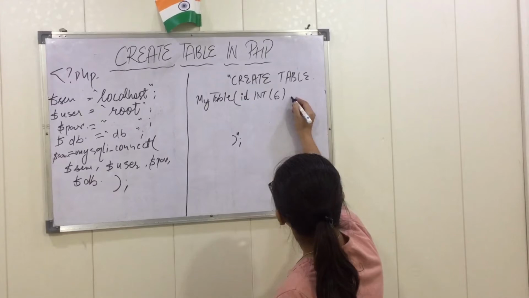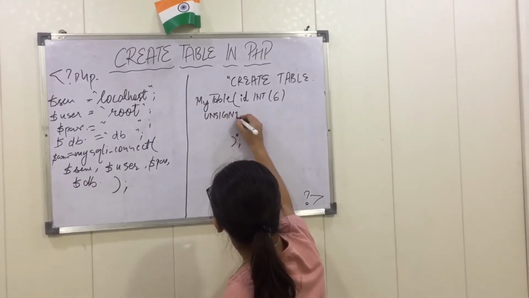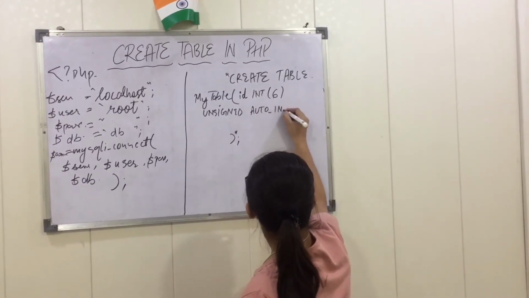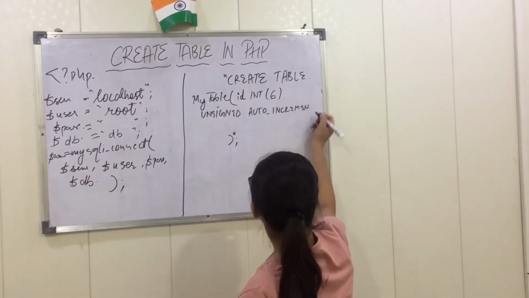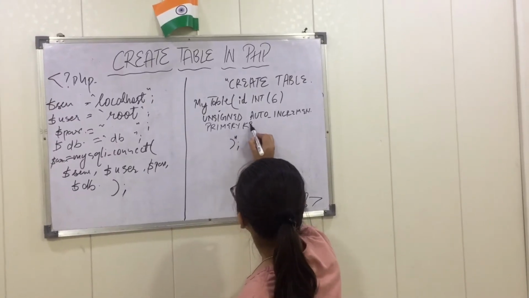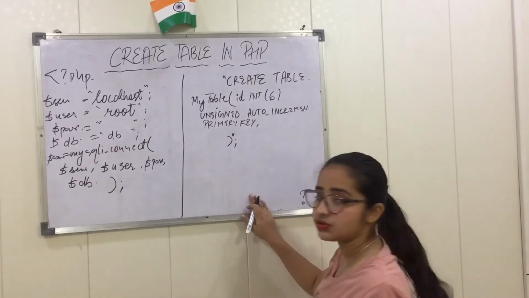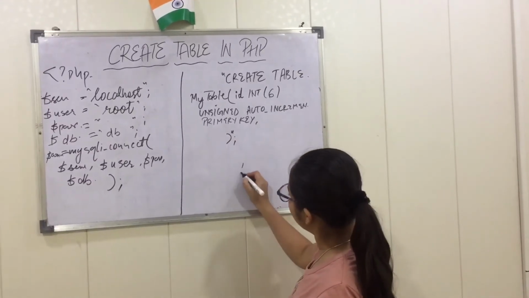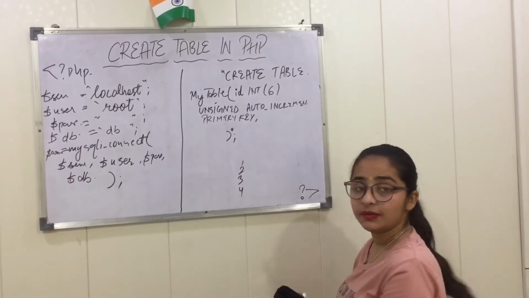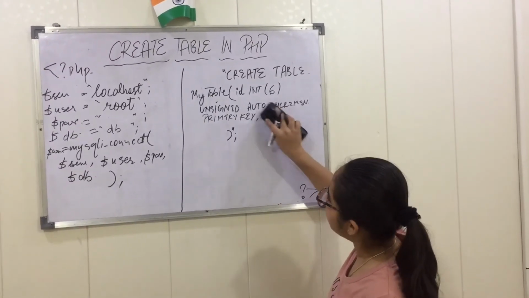So after that, we will put unsigned, auto increment, that is a primary key. Then a comma. The primary key is used to avoid duplicacy. Suppose I want 1, 2, 3, 4. So it will be in this format and the duplicacy will be removed after writing the primary key, that is auto increment, and that is unsigned.